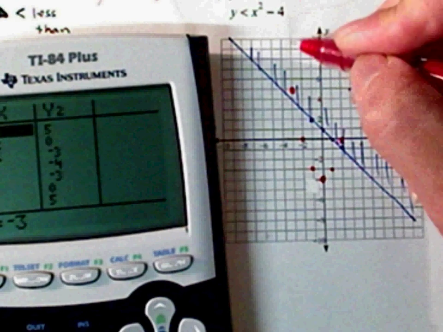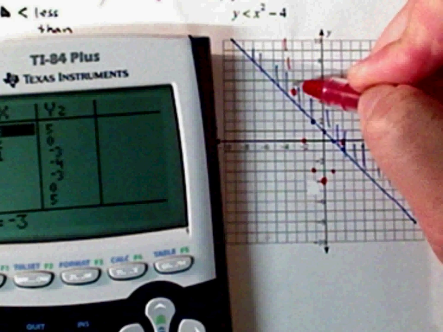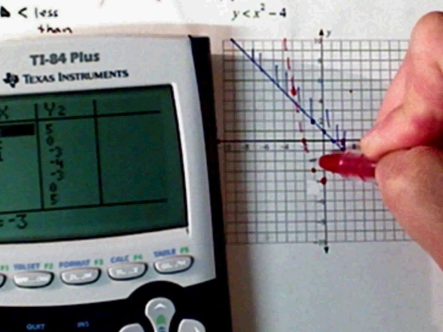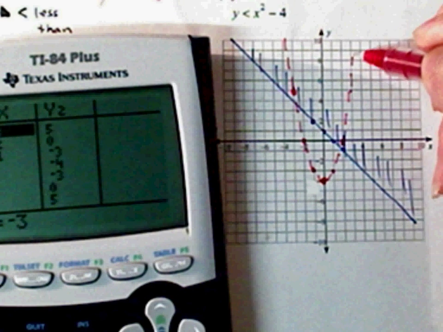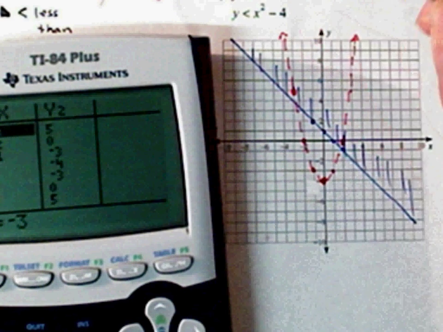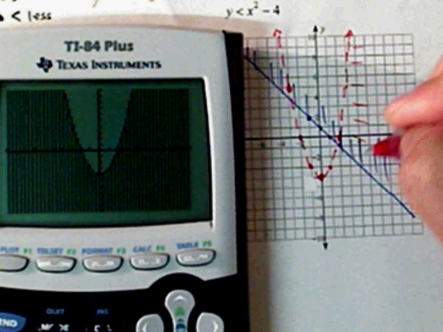I have enough just to get a shape. Notice there's no equal, so these are going to be dashes. Make sure it's a curve and not a V. Kind of gives you a shape. And when I graph, notice it was graphing everything outside, okay?